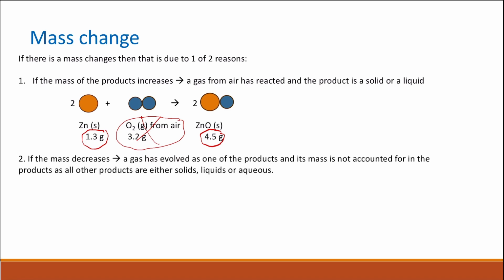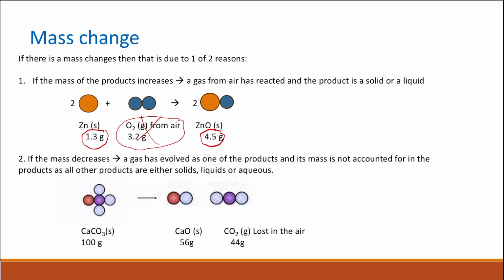In the other case, if the mass decreases, so the total mass of the product is less than the total mass of the reactant, then the opposite happens, meaning that one of the products is actually a gas that has been evolved in the air, and you don't account for this when you do your calculation because we can only calculate the mass of solids or liquids. An example of that is the thermal decomposition of metal carbonates.